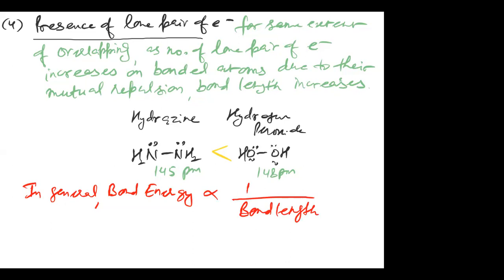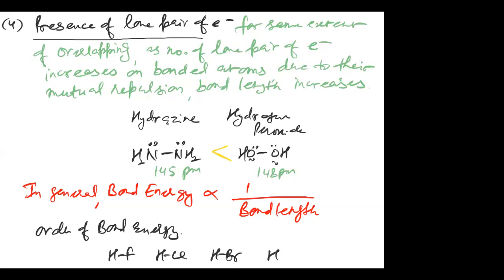For example, the order of bond energy: if we have HF, HCl, HBr, and HI, HF is found to have the shortest bond and is the stronger bond. So this will be the order of their bond energy. HF bond is stronger than HCl, which is stronger than HBr, which is stronger than HI.